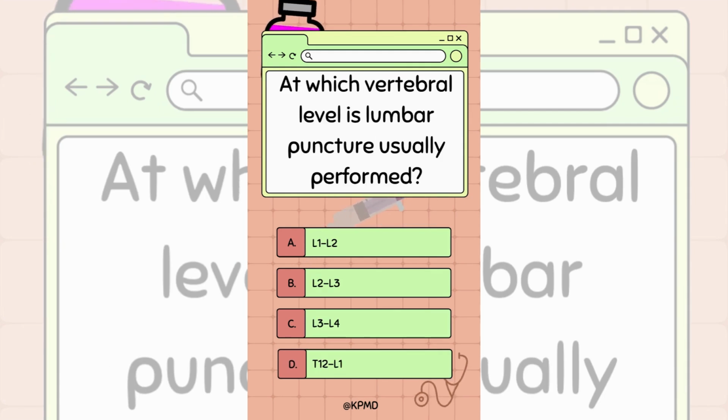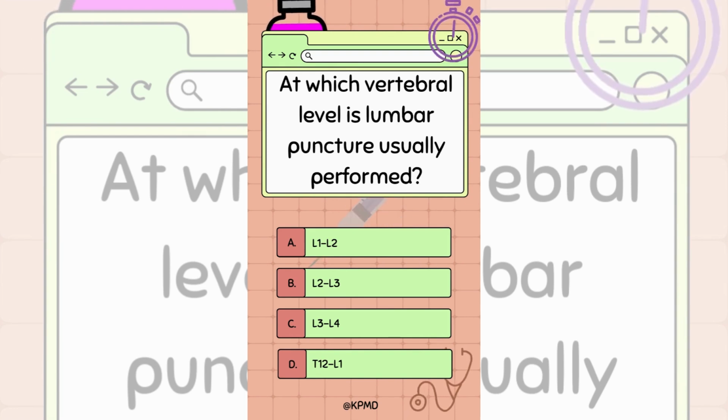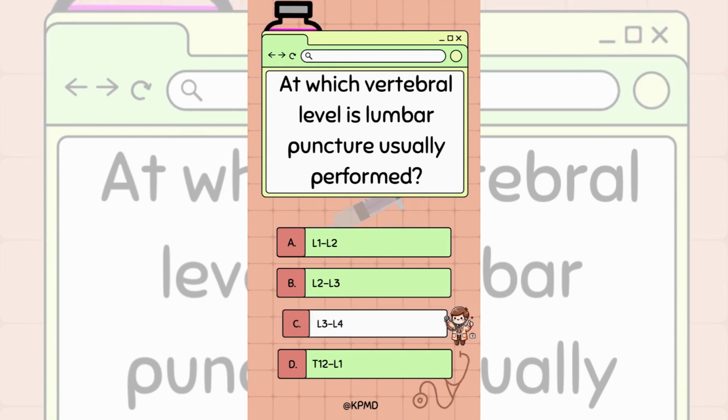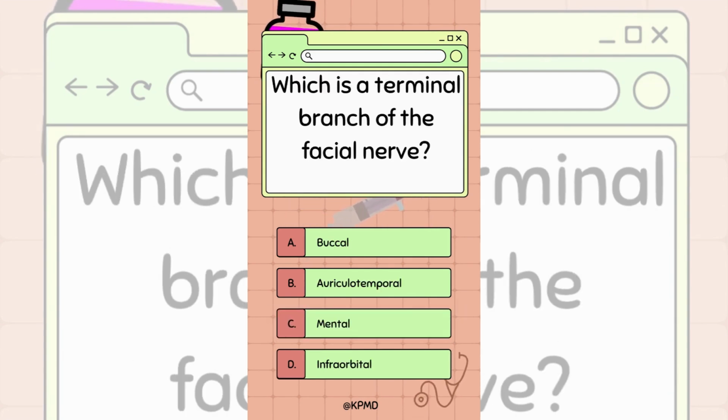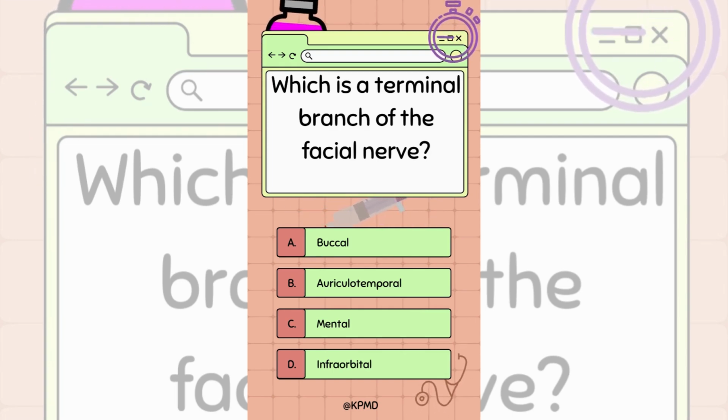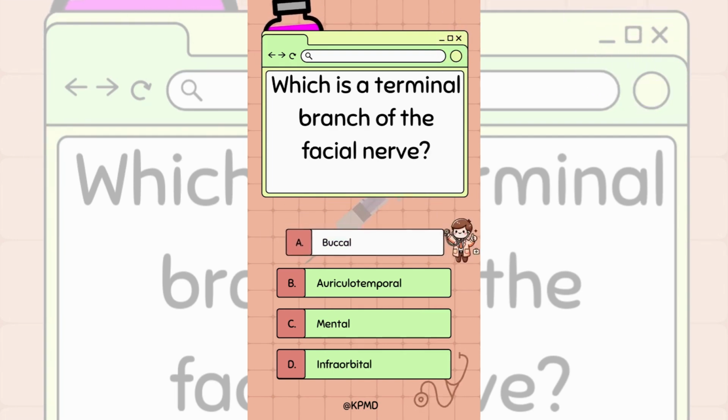At which vertebral level is lumbar puncture usually performed? Correct answer is C, L3 to L4. Which is a terminal branch of the facial nerve? Correct answer is A, buccal.